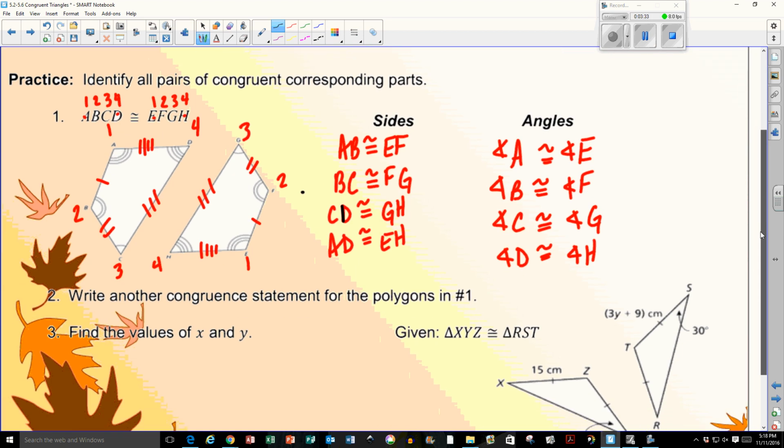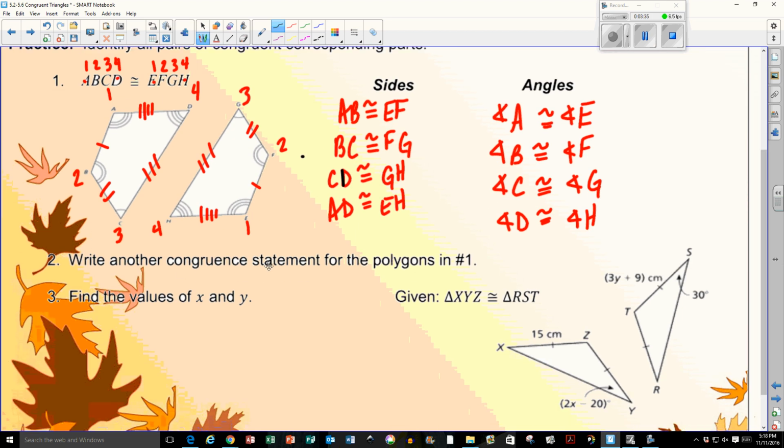All right, now it says write another congruent statement for the polygons in number 1. I can rearrange these letters. I could start with 3, 4, then AB. So I could say CDAB is congruent to GHEF. You can rearrange the letters as long as you go in order.